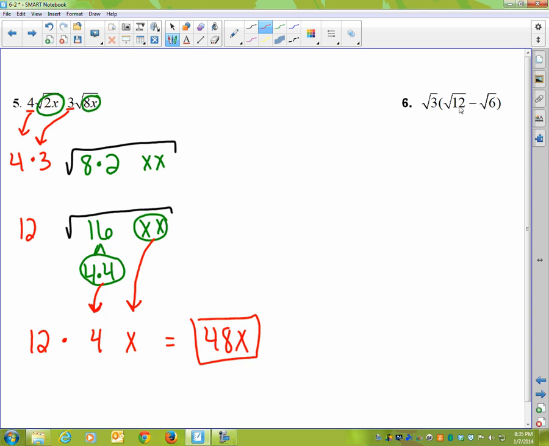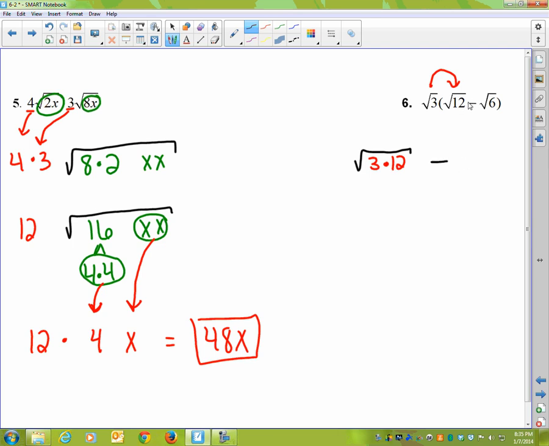The last problem that we're going to work out is if you have to distribute a radical. We're going to take our square root of 3 and multiply it to the square root of 12. Remember, when you multiply two square roots, you bring the numbers together under one sign. It's just square root of 3 times 12. So the 3 and the 12 come together.